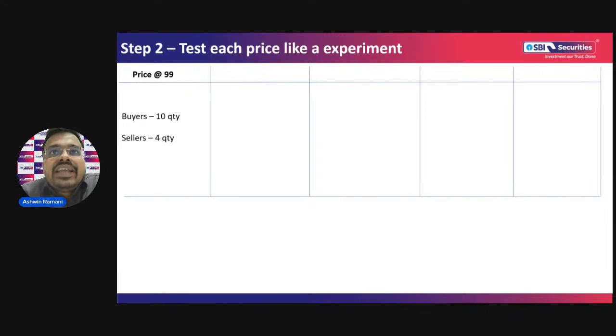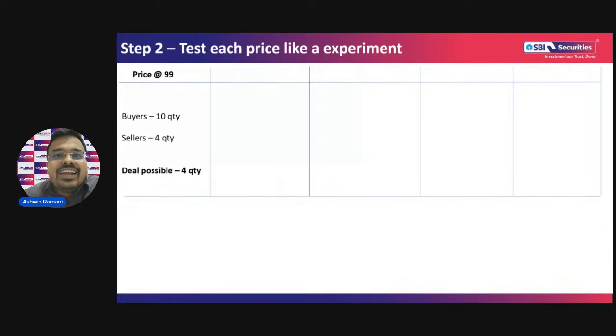For buying there are 10 tickets that they are bidding, but sellers have only 4 tickets. So what will be the maximum deal that will be possible at the price of 99? If the ticket price is 99, what will be the maximum deal that will be possible? Buyers want 10 tickets, but there are only 4 tickets that the sellers want to sell. So what is the maximum deal that is possible? Yes, absolutely. The deal possible is 4 quantities. Superb.